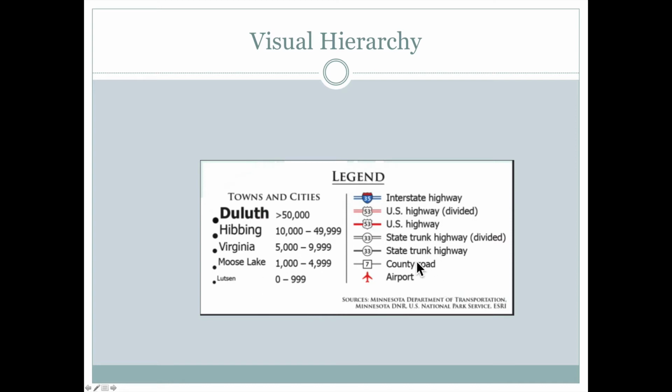We can also see this visual hierarchy here in the roads as we go from thin black lines for county roads to colored, thicker or double lines for the interstate highways and the U.S. highways. Those things in the visual hierarchy, especially the colors, would really help it to jump off the map and immediately have people recognize what the most important roads in this area are.